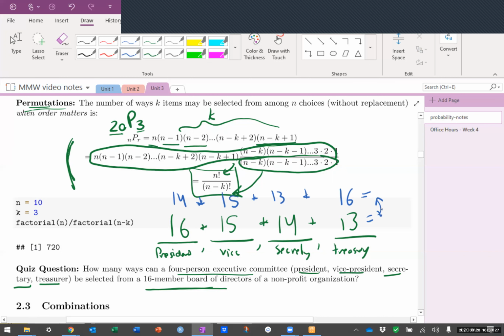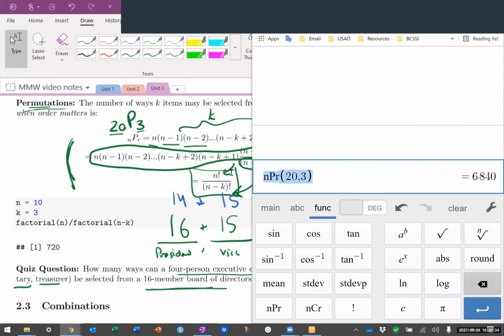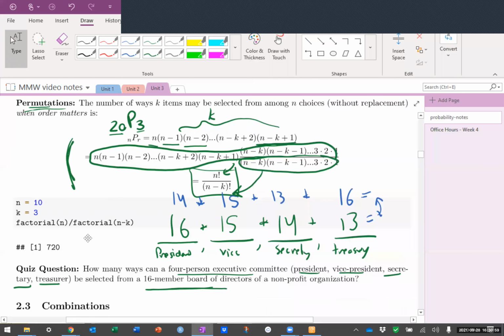So a way to calculate this, again using Desmos, would be, you could say 16 times 15 times 14 times 13, or you could say nPr of 16 people total, but I'm choosing 4, so 16 comma 4. How many ways do I choose 4 people where the order matters from a group of 16? Okay, so that's permutations.